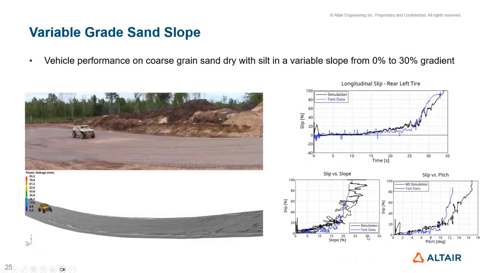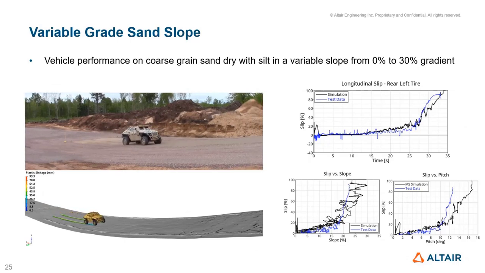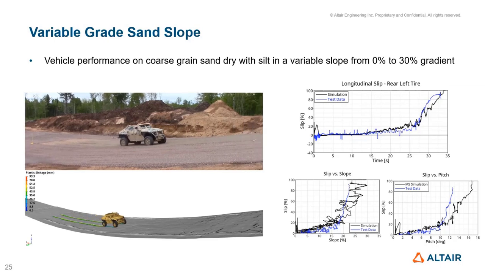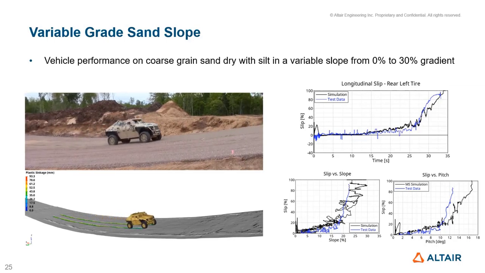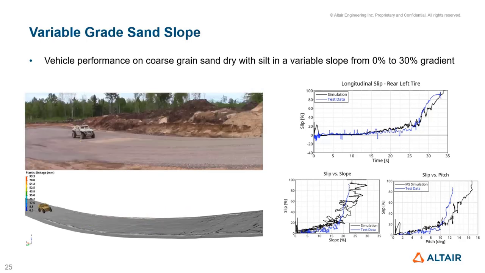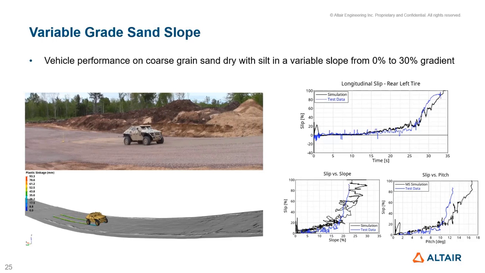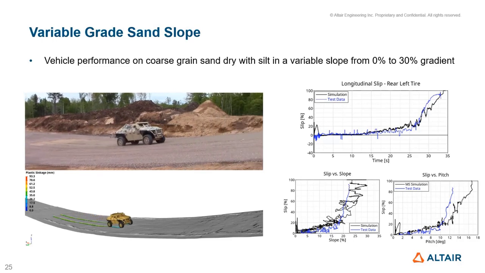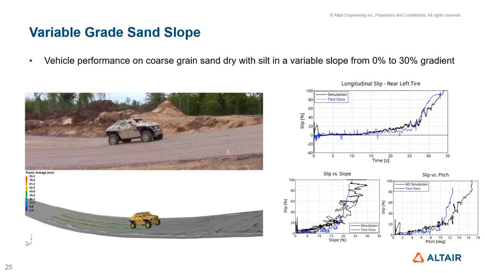Okay, then we have the second event, which is the vehicle performing a slope climbing from 0 to 30%. Here, the idea is that the vehicle will start climbing, but because of the soft soil, it sinks and then stops. So you see on the plot the longitudinal slip versus time here. This was done for the rear left tire, but basically they should be very close for all the tires, because we have a locking differential applied in all the wheels.